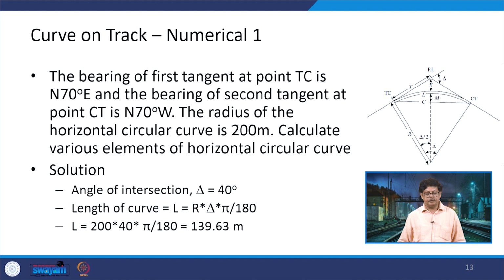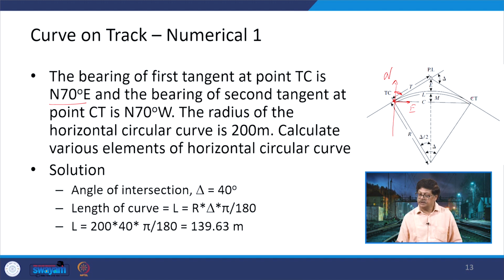Now, let us look at a numerical here. The bearing of the first tangent at point TC is north 70 degree east. So, we are talking about the bearing here. Now, you must already be knowing about this bearing system. So, this is north, and this angle we are talking about, because in this case this is east. So, the angle is given as north 70 east, whereas the bearing of the second tangent at the point CT.